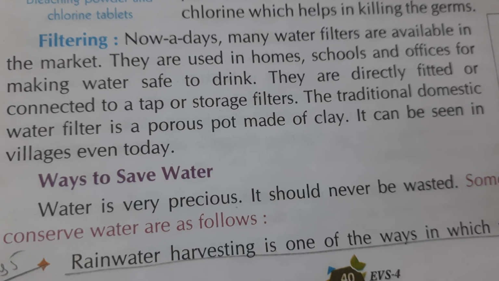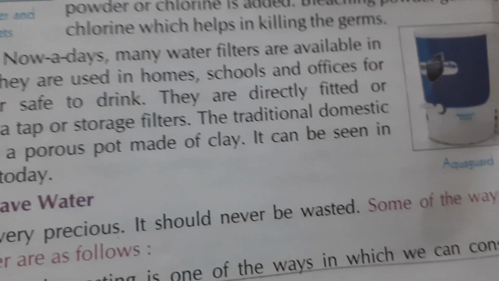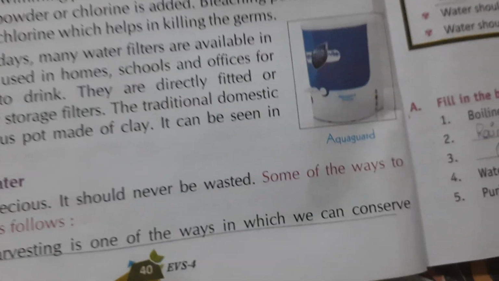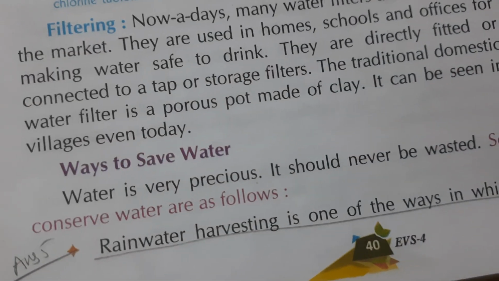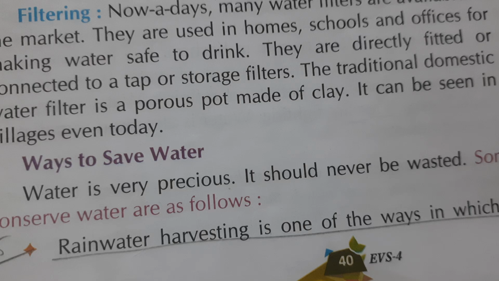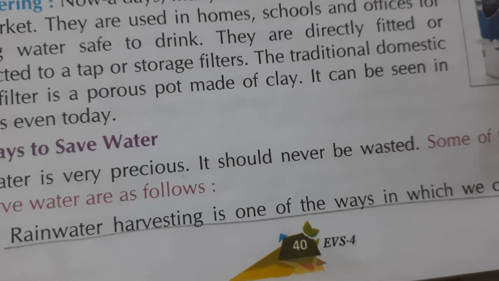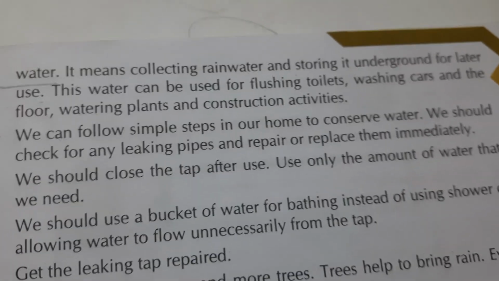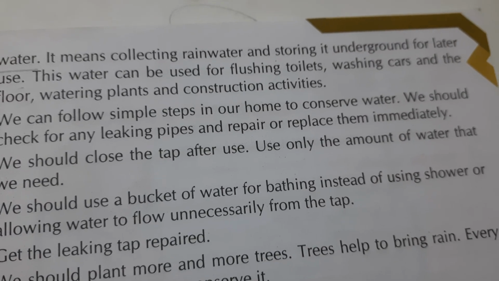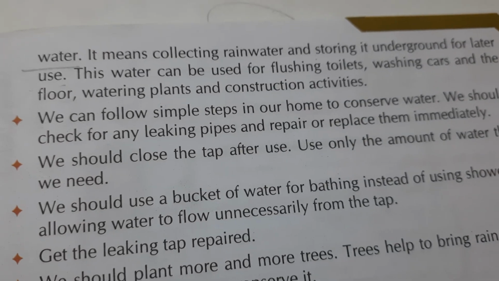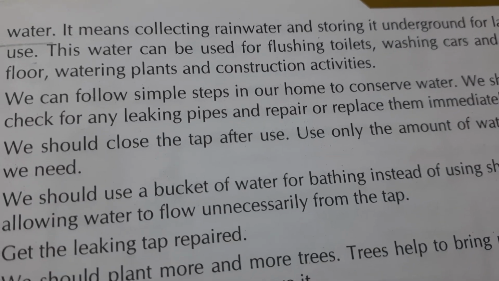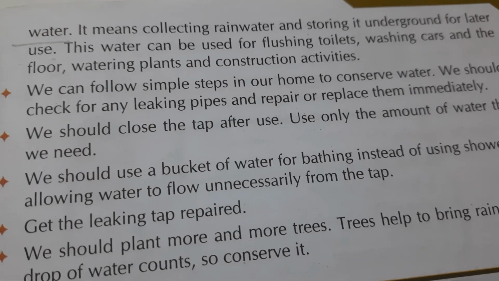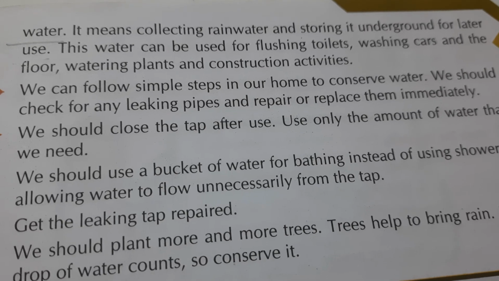Ways to save water. Water is very precious. It should never be wasted. Some of the ways to conserve water are as follows. First, rainwater harvesting is one of the ways in which we can conserve water. It means collecting rainwater and storing it underground for later usage. This water can be used for flushing toilets, washing cars and the floor, watering plants and construction activities.